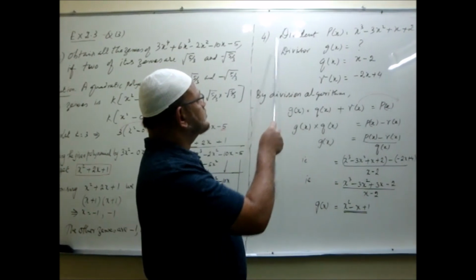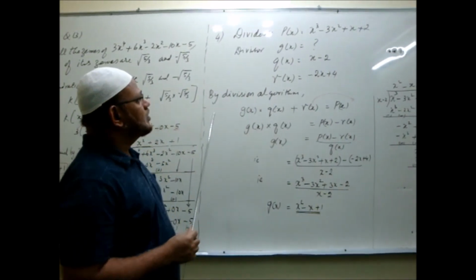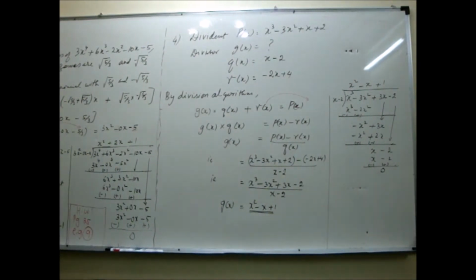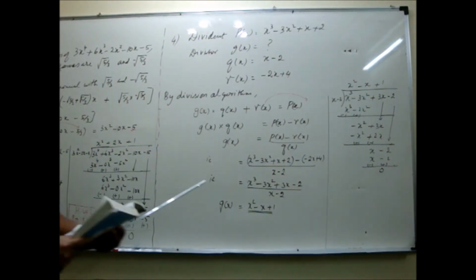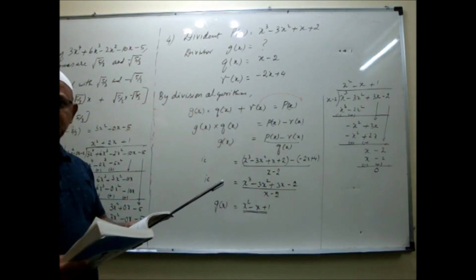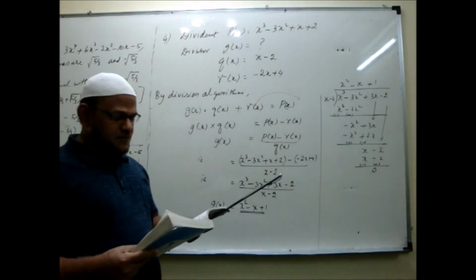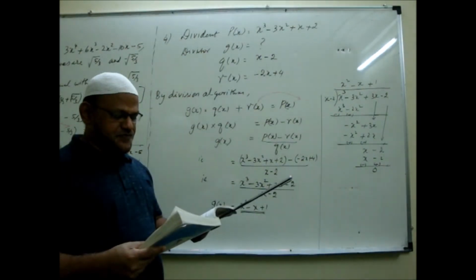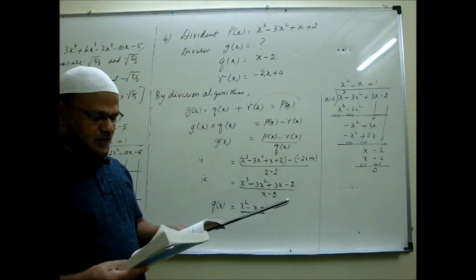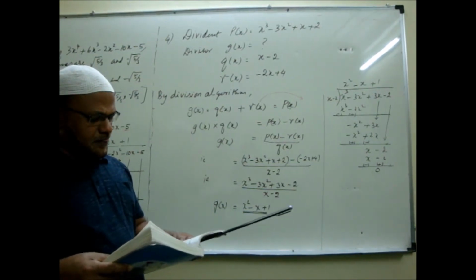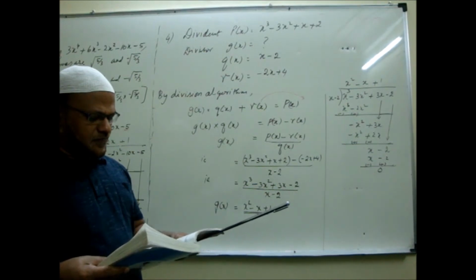Question 4. The question says that on dividing x cube minus 3x square plus x plus 2 by a polynomial g of x, the quotient and the remainder are minus 2x plus 4.